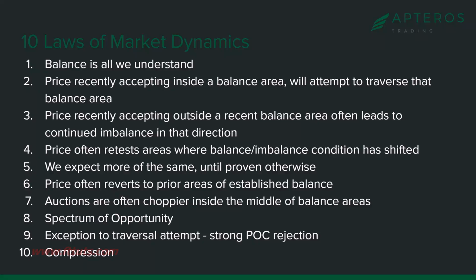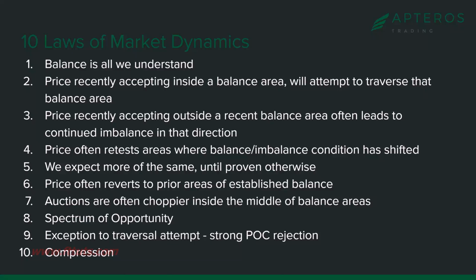Number three, price recently accepting, holding outside a recent balance area often leads to continued imbalance or trend in that direction. It's not rocket science. Number three says there is a breakout. If you get a breakout that holds, a lot of times it keeps going, okay? It's not rocket science. Number four, price often retests areas where the balance or imbalance condition shifts. Number five, we expect more of the same until proven otherwise. Number six, price often reverts to prior areas of established balance. You already knew that one, didn't you?